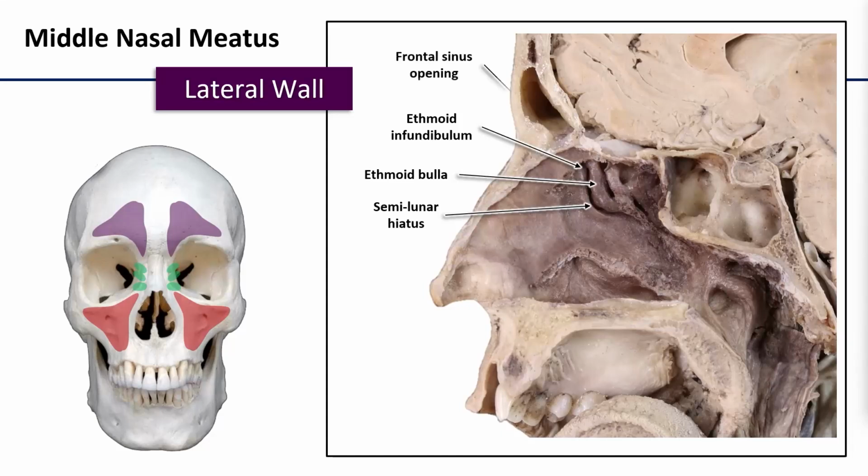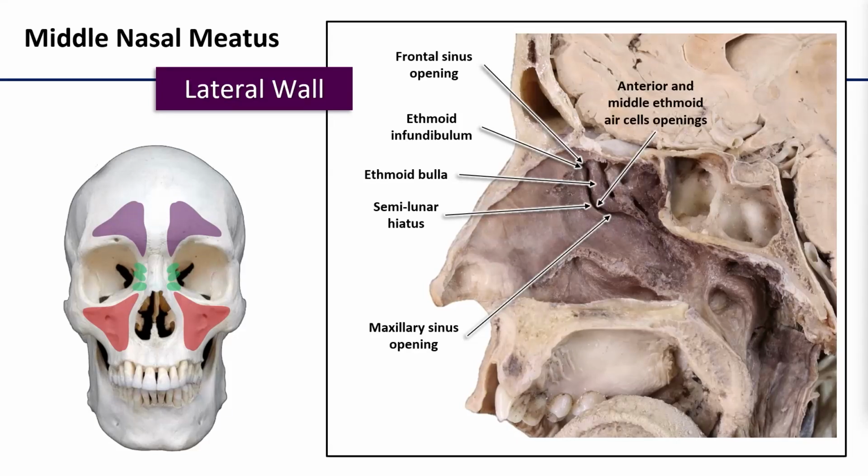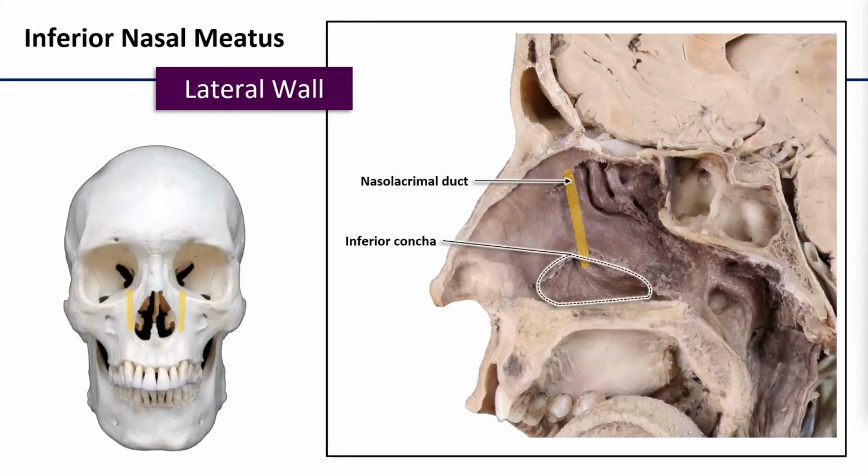All right, the frontal sinus is going to open into that tippy top of the ethmoid infundibulum. The maxillary sinus opens farther down into the semilunar hiatus. And the ethmoid air cells open up into both the ethmoid bulla and down in the semilunar hiatus. And finally, in the inferior meatus, we find the opening to that nasolacrimal duct. So lacrimal fluid draining from the eye and the orbit ends up here, and it helps to keep the nasal cavity moist.